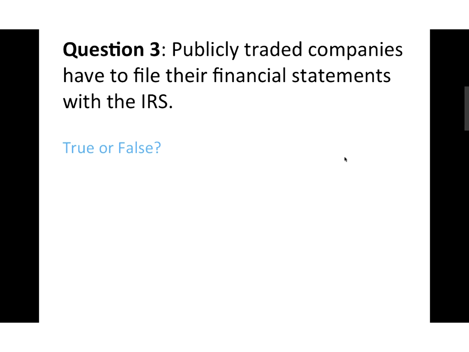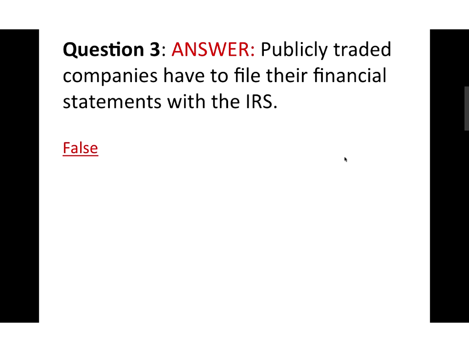Publicly traded companies have financial statements. Those financial statements are actually filed with the Securities and Exchange Commission. If you go online for any company, you can find their financial statement because they're publicly traded. It's public knowledge. On the other hand, companies have to file their tax returns with the IRS.